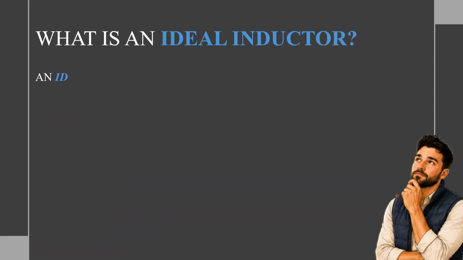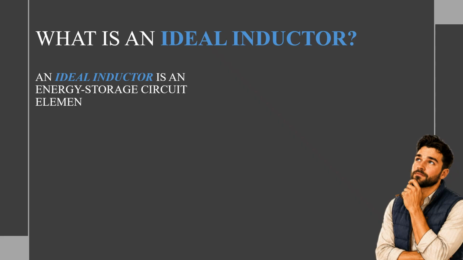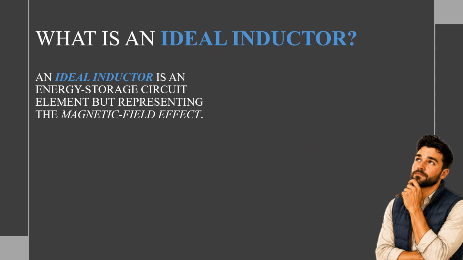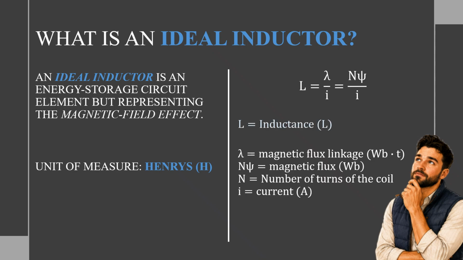An ideal inductor is an energy storage circuit element like a capacitor, but represents the magnetic field effect. Inductance is measured in Henries, which is the unit, with symbol H. The inductance can be calculated by taking the magnetic flux linkage divided by the current, which is equivalent to the magnetic flux divided by the current. From this formula, N is the number of turns of the coil.